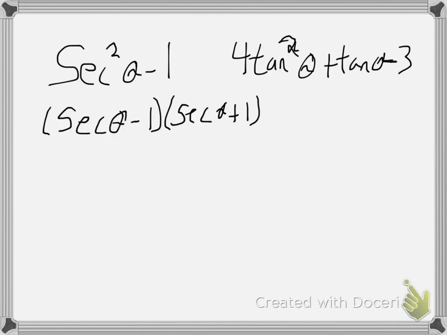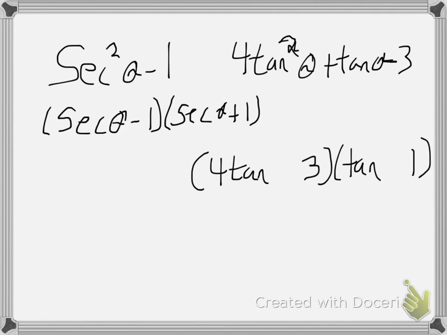So there's that one. What about 4 tangent squared plus tangent minus 3? Well, it's still the same type of factoring that we've done before. This becomes 4 tangent, and this becomes tangent. We have our 3 here, so the 3 is going to have to go here, the 1's going to go here, because remember, we want to multiply to get 4 and add to get positive 1. So this is going to be plus, this is going to be a minus. So we have 4 tangent of theta minus 3 times tangent of theta plus 1. I'm going to put my thetas in here.